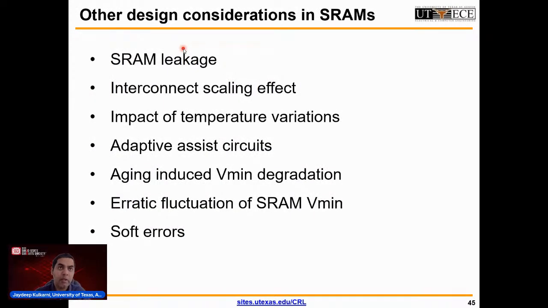In addition to this, as I mentioned earlier, we have to worry about various other effects, such as the leakage effect, the impact of temperature variations, how we can improve the efficacy of these circuit assist techniques, and the different impacts of aging and reliability on the SRAM and on its Vmin. We also see some cases of erratic fluctuations of SRAM Vmin. And we also have to worry about soft errors, the bit flips that happen because of high energy particles striking these storage nodes. So SRAM design is a lot more intense and multidimensional, as I mentioned, and we have to take care of many such issues before we certify that this technology is ready for commercial adoption.